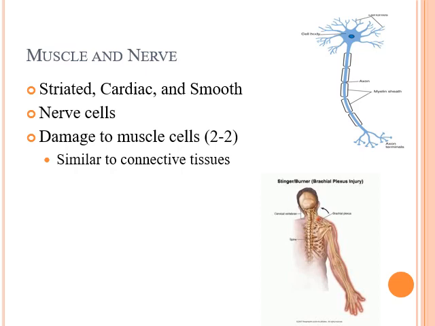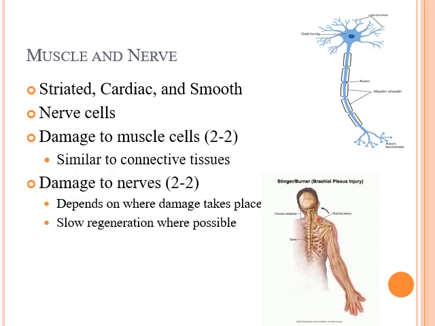There's different ramifications to that. Damage to nerves depends on where the damage takes place. So damage to the cell body of a nerve cell is permanent, and damage to any portion of a nerve cell in the CNS is permanent. However, in the peripheral nervous system, nerves can regenerate. Now, they regenerate very slowly.